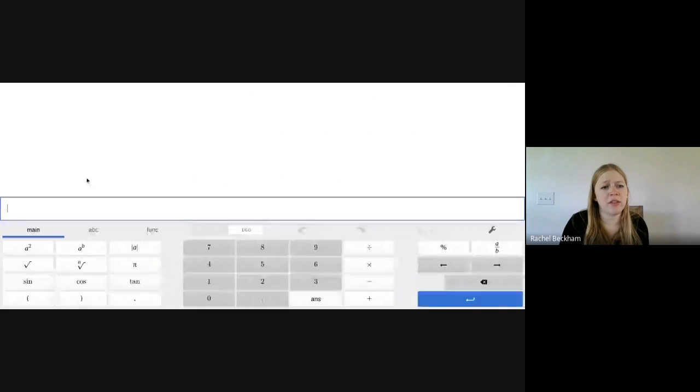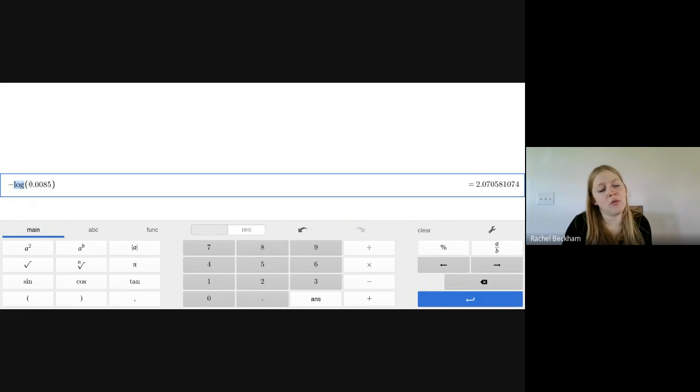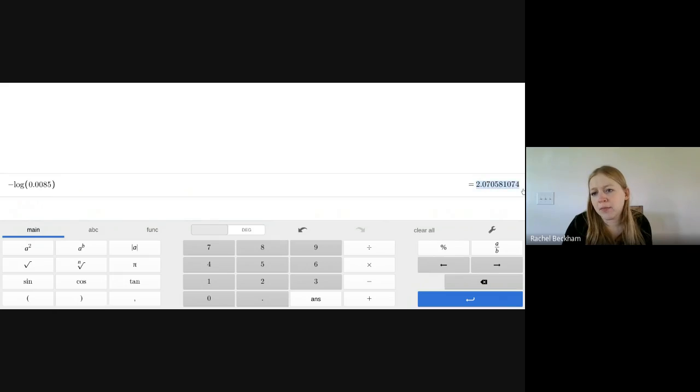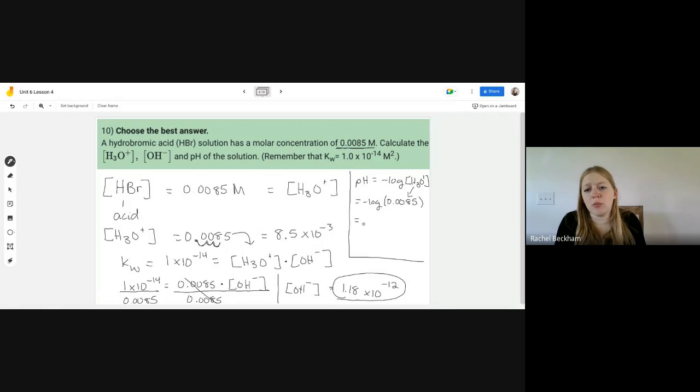So I like to use the Desmos scientific calculator, and you can just type in on your keyboard negative log, parenthesis, and then type in the concentration, and make sure you do put it in parentheses, right? So you just type in log and it'll do it for you. And then this is our answer, 2.07. I'm just going to keep 3 digits. I don't know how many digits they ask you to keep, but I'm going to just make that 2.07. So there you have it. We've calculated all 3 that they've asked for.